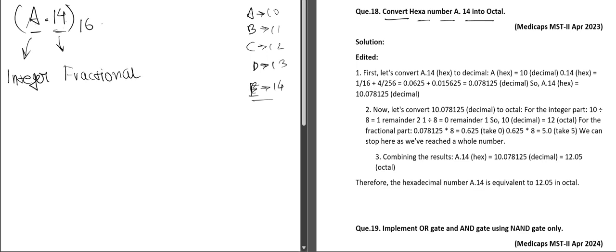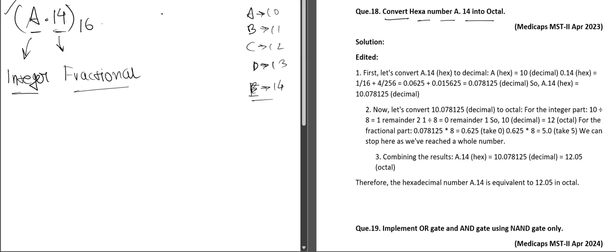So at first we will find the binary equivalent of the integer part and the binary equivalent of the fractional part, and after combining them together we will get the binary equivalent of this hexadecimal number. And once we get the binary equivalent of this hexadecimal number, we can easily convert the binary number into an octal number. Okay, so let's start with the process.